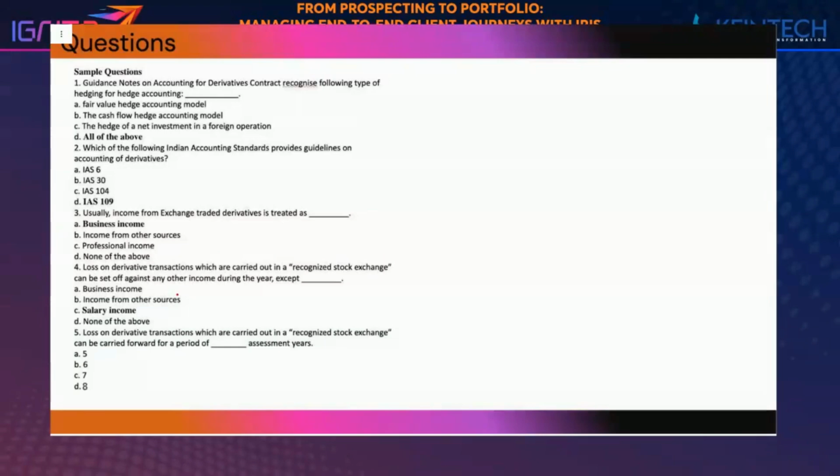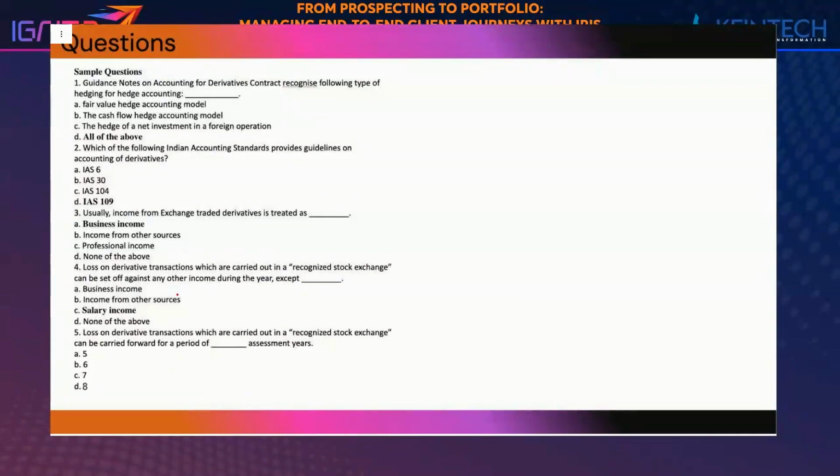Yeah, so let's go across each question. So the first one is guidance notes on accounting is recognized for what hedge accounting? So the correct answer is all of the above. We have three models: fair value, cash flow hedge, and the foreign operations. The second one most of you have got incorrect. The answer is IAS 109. That is the section against which the accounting of derivatives guidelines are provided.